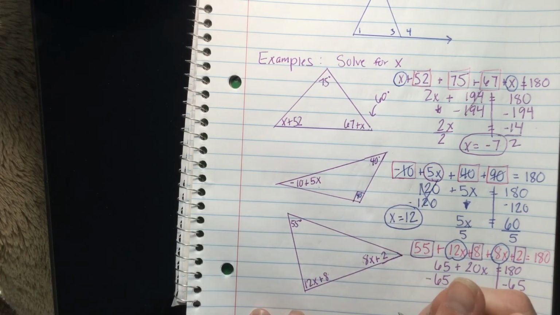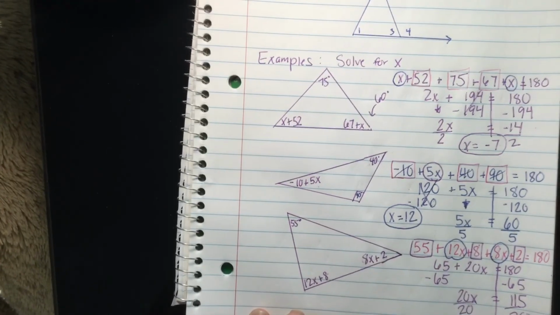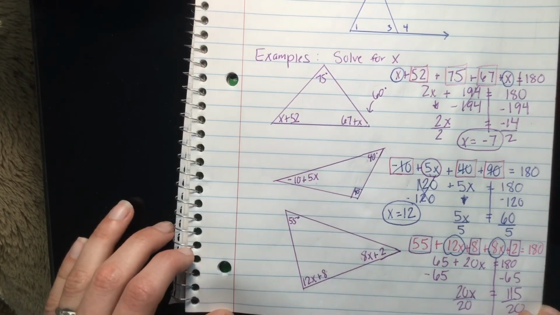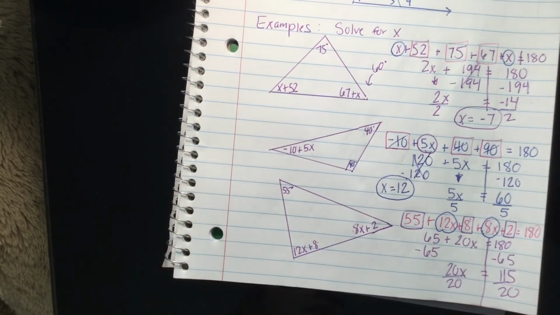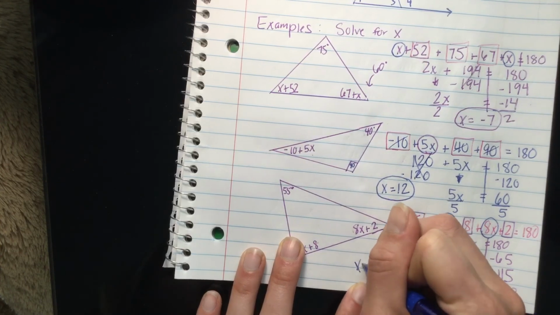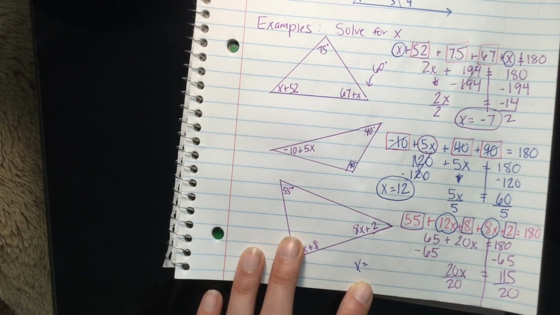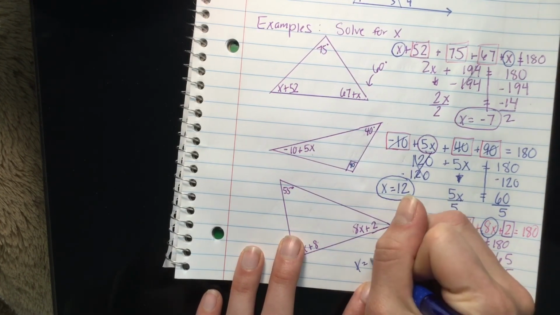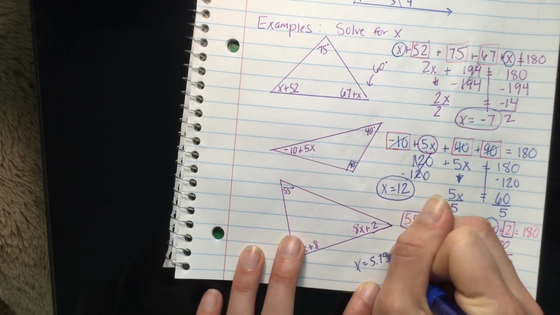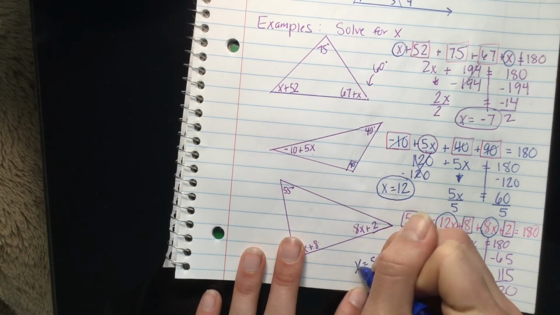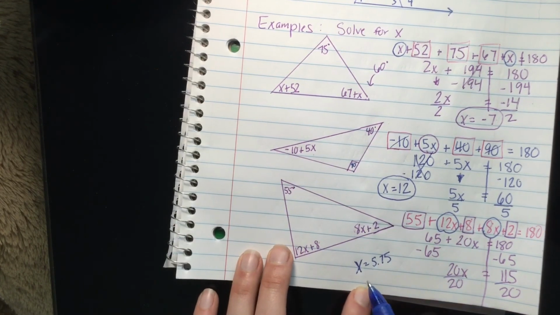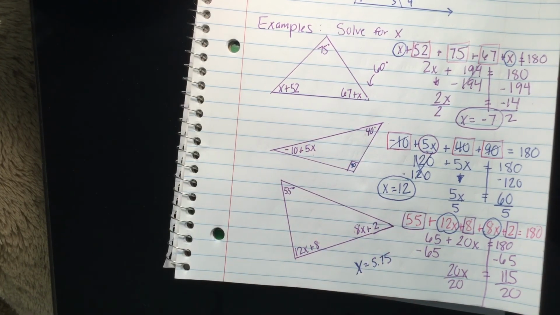You can have decimals as your answer for x. So x equals 115 divided by 20, which I just put into my calculator, is 5.75. All right, so that's what x equals. And again, to find the measure of these angles, you just plug in for x.